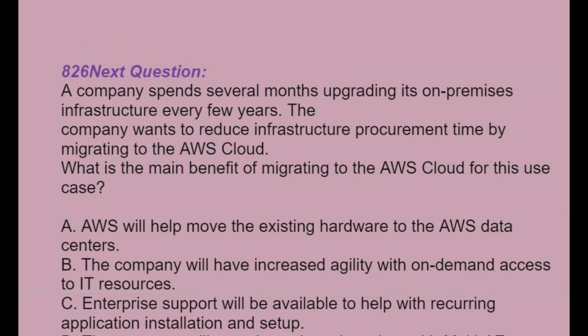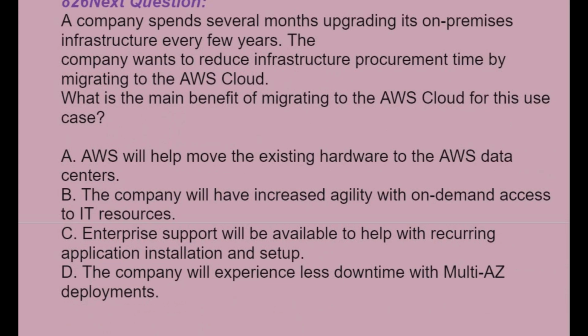Question is, a company spends several months upgrading its on-premises infrastructure every few years. The company wants to reduce infrastructure procurement time by migrating to the AWS cloud. What is the main benefit of migrating to the AWS cloud for this use case?